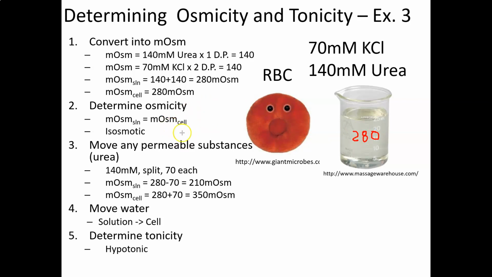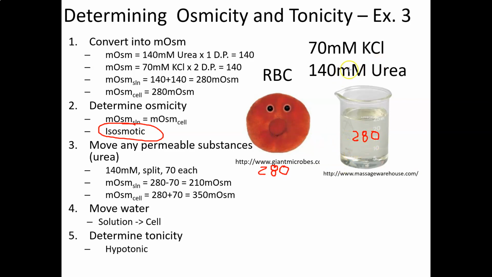So now I just go, oh, look, there's 280 particles in the solution, 280 particles in our red blood cell always. That's isoosmotic, right? So I'll come over here and go, that's isoosmotic. Now, number 3 is move permeable substances, and in that case, it's urea. Remember, I'm just going to draw it down here, and again, it's hard to do with the mouse, but I'll try. So there's 280 inside the red blood cell, 280 in the solution.